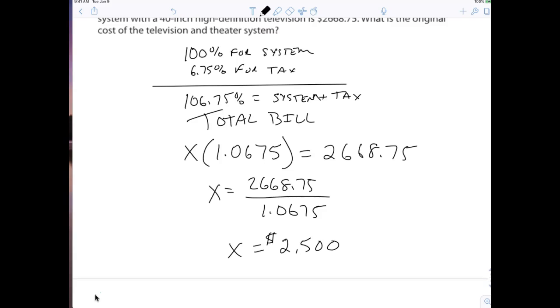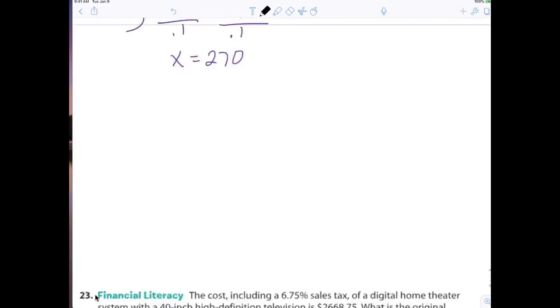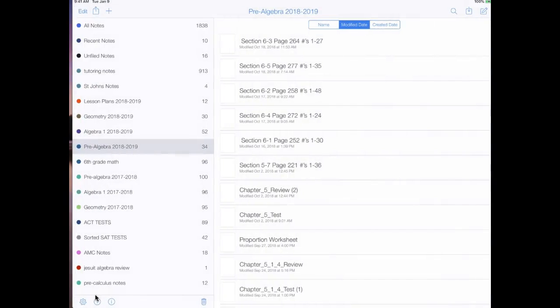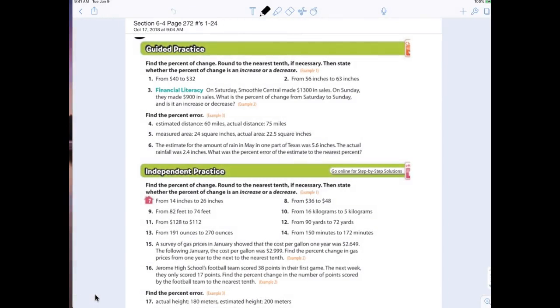Okay, now, this was what section? Yeah, I think this is 6.3, so today we're doing 6.4. So let's find section 6.4.